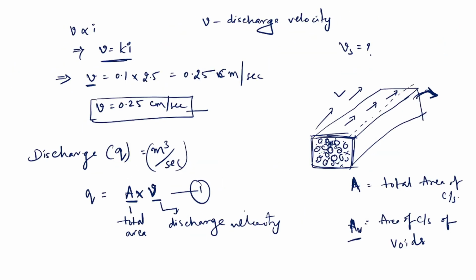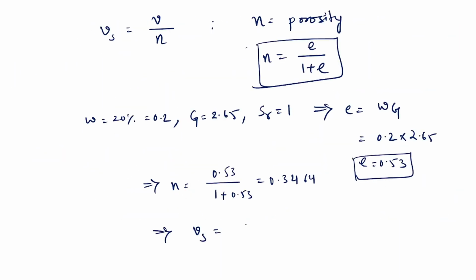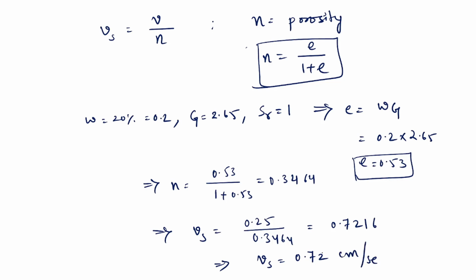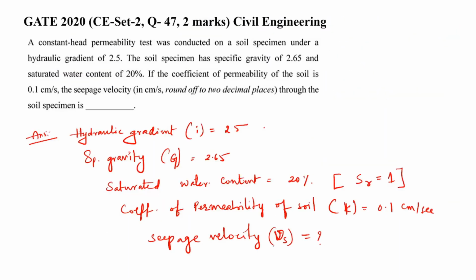Then what is seepage velocity? Discharge velocity is 0.25 centimeter per second. 0.25 centimeter per second divided by 0.3464, it's 0.7216. Therefore Vs is 0.72 centimeter per second. So the answer is 0.72 centimeter per second.